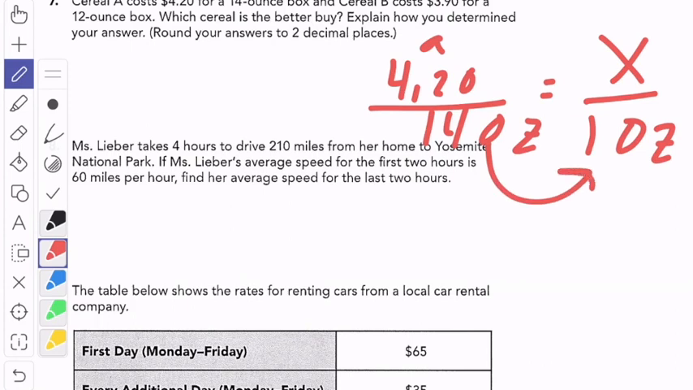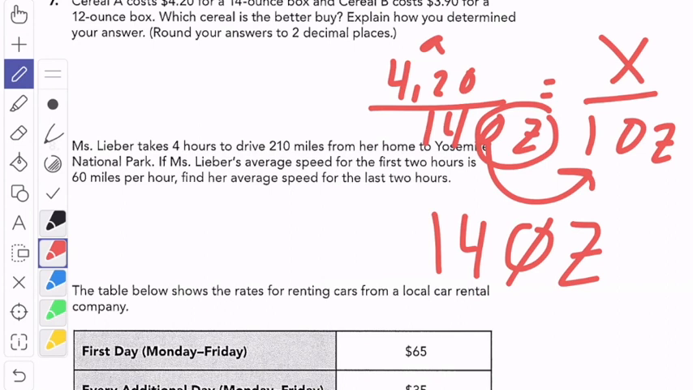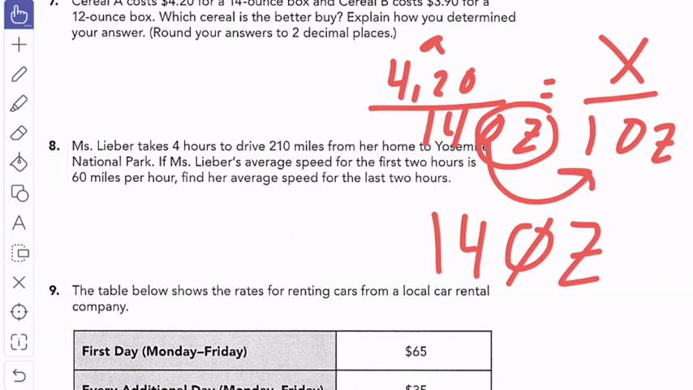Okay, and remember, this is ounces. It's not 140. It's 14 ounces. I know it's a little sloppy. It's hard to write on here. 14 ounces looks like that. That will give you the unit rate. So you need to do the unit rate for each one.